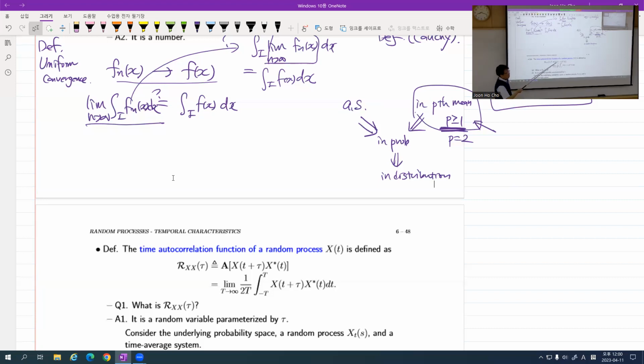But anyway, now let me ask you a question. What is this one if it converges? Of course, you can just use your definition here. Limit t goes to infinity, 1 over some period, same as this integration interval length, and you write here. What is this one? After you integrate it, you have, in general, something parameterized by tau, right? And also, it has some uncertainty. So in a measure-theoretic sense, this must be better written as something like this: x(t plus tau) times x(t) conjugate, as a function of s.